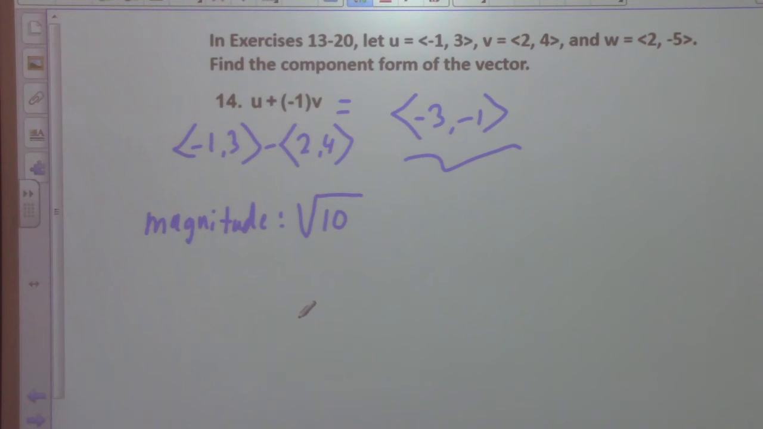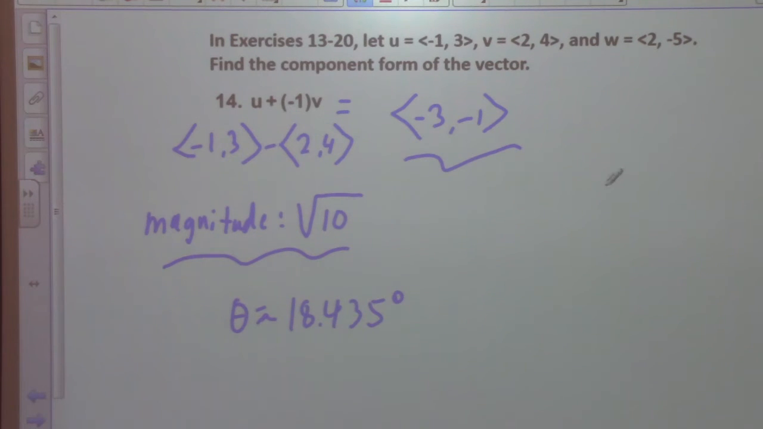Any questions on that? Okay, that's right also. I'm helped because I have some remembrance from 5th period. What about direction? I got 18.435 degrees. Is that right?